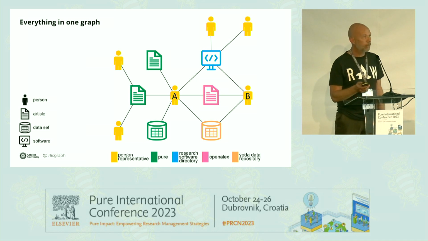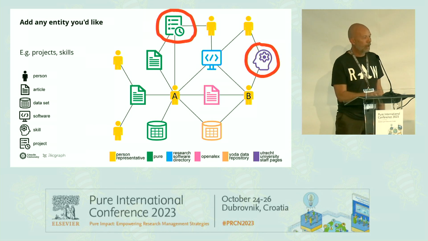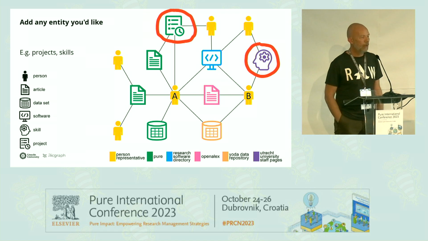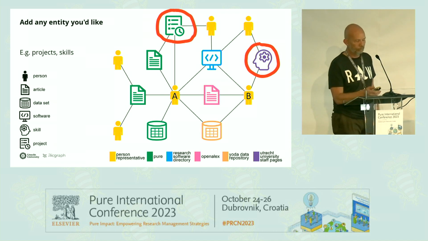And then, without having to worry about database schemas, queries up front, or systems to be activated, or help needed from other departments, we added other entities like projects, skills, and skills actually are harvested from our UU staff pages. So it's very easy in such a graph setup to go forward and add entities without having to worry about connecting the dots.